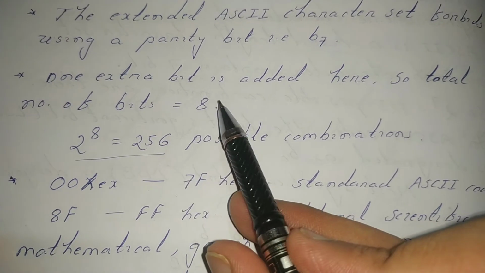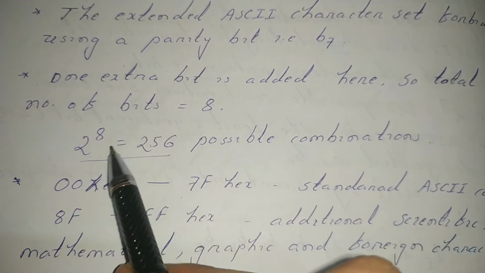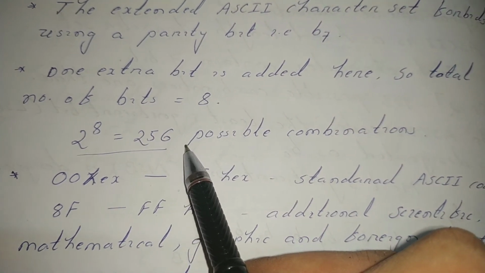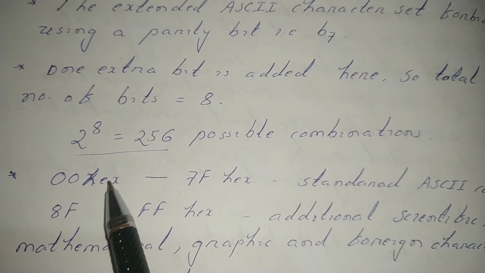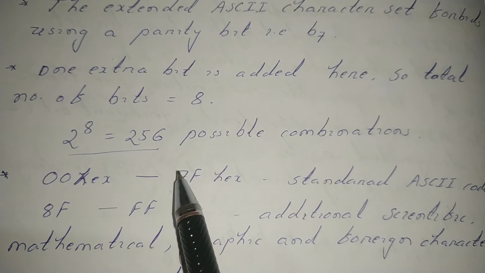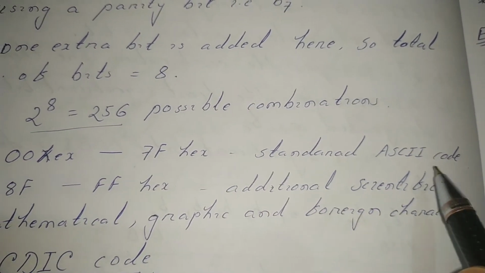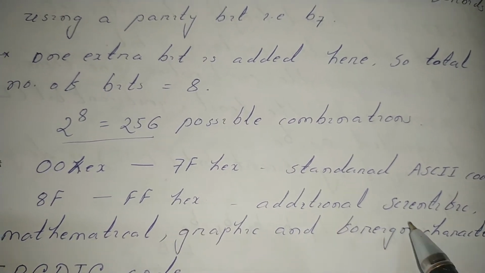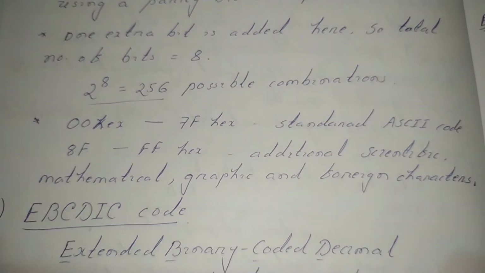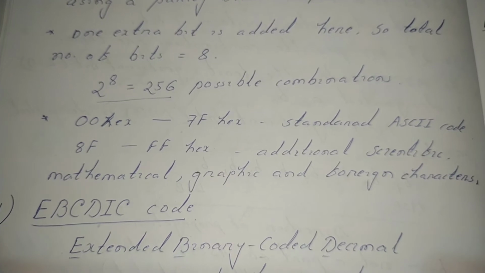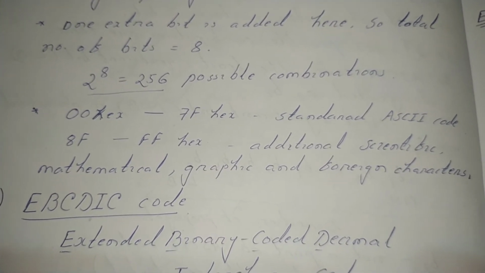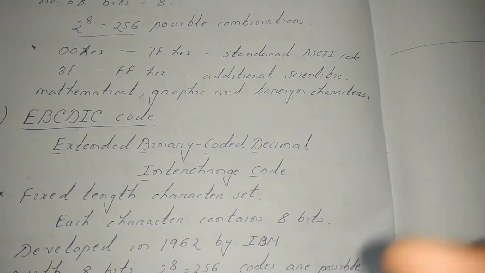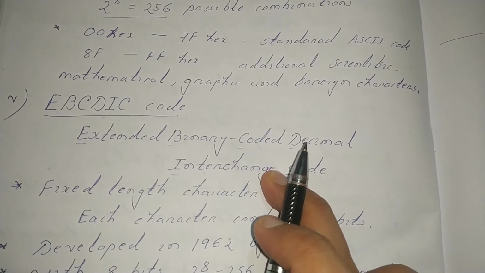And if you are using 8 number of bits, so total number of possible combinations is 2 to the power 8, that is 256. Okay, so here from 00 hexadecimal to 7F hexadecimal is used as the standard ASCII code, and from 80 to FF hex is used for additional scientific calculation, mathematical characters, graphic characters, and to represent the foreign characters. Okay, next one is we will see about the EBCDIC code.